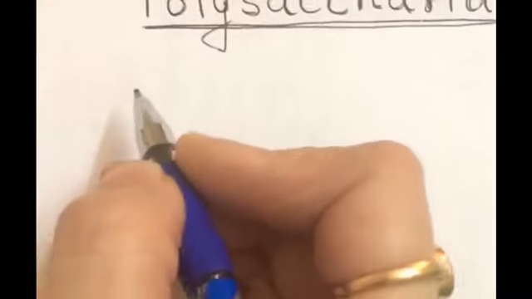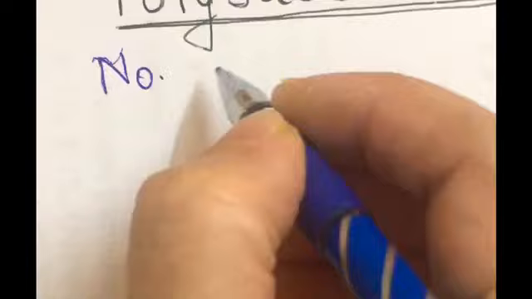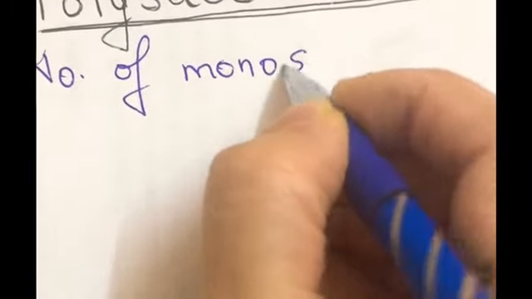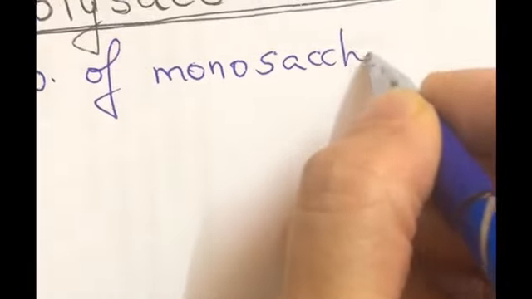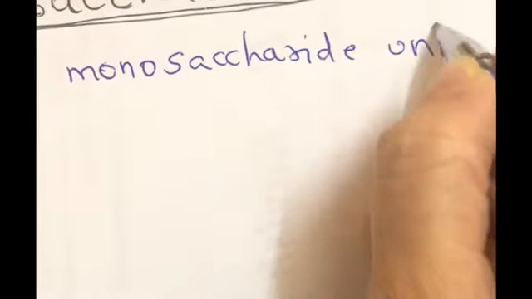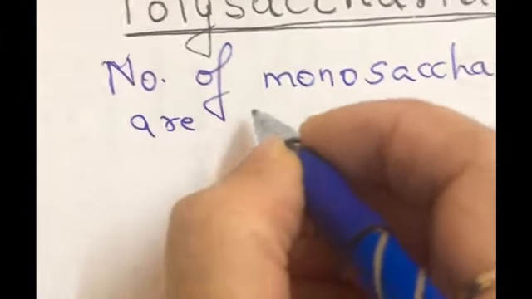So it means the number of monosaccharide units are in thousands.